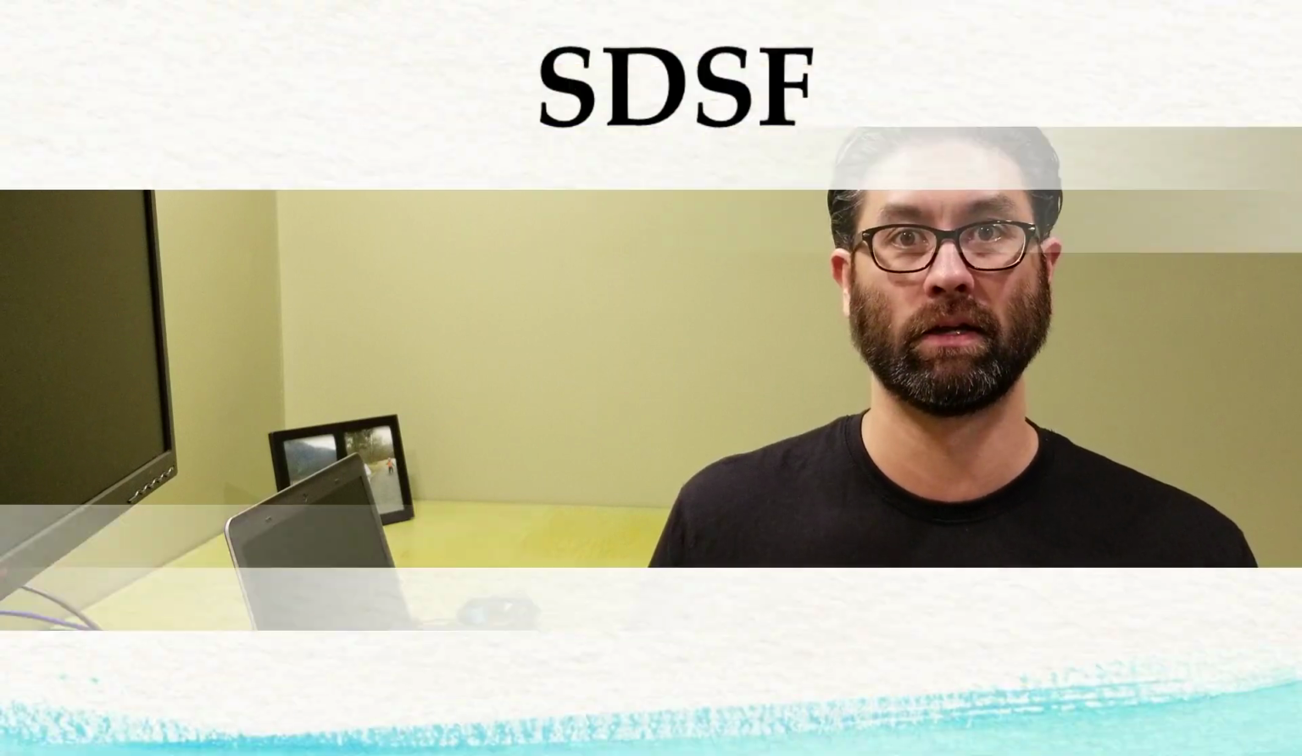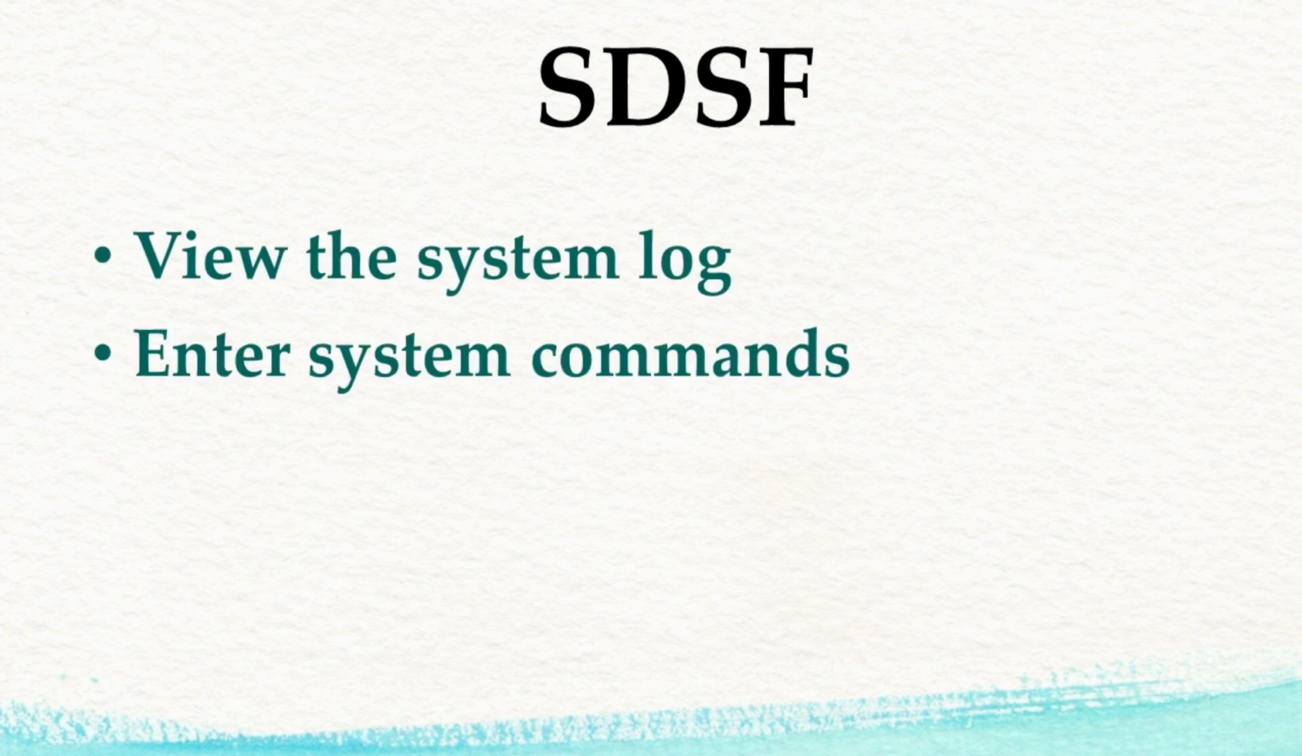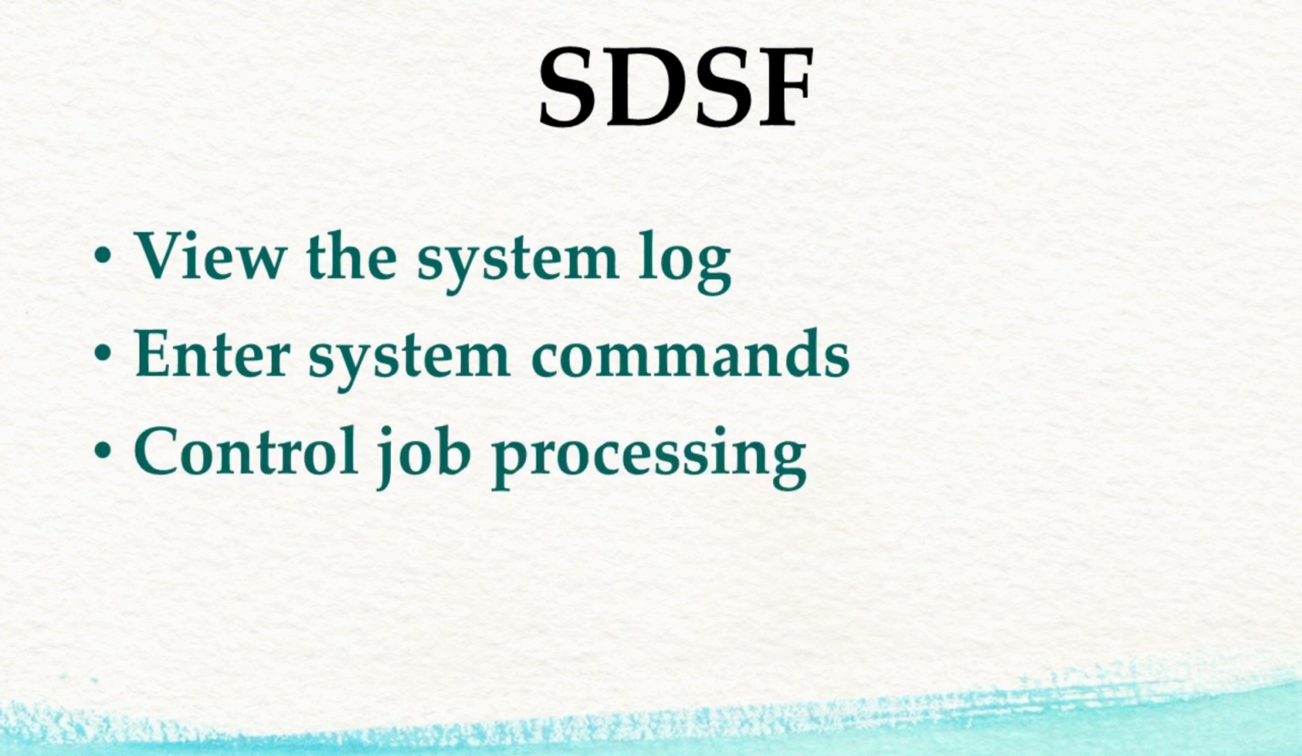Once the job is submitted, you can use SDSF to view the job running if it hasn't finished too quickly, and to see its output. SDSF is an option within ISPF. Along with viewing your job's output to see how it did, you can also use SDSF to view the system log as well as job output, enter system commands, or control job processing and monitor jobs while they're running.